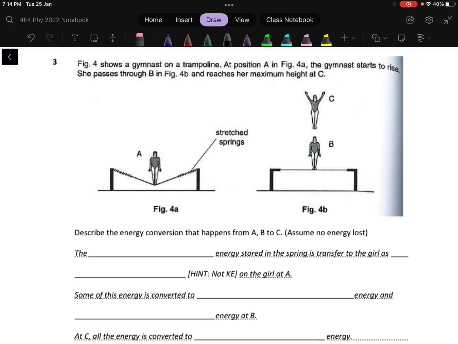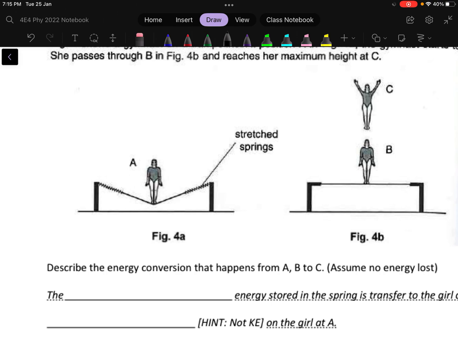So this is an O-level TYS question. It consists of a gymnast and a stretched spring. Immediately when you look at this, you know that there are 2 bodies. Most likely there will be work done, because then there's energy transfer.